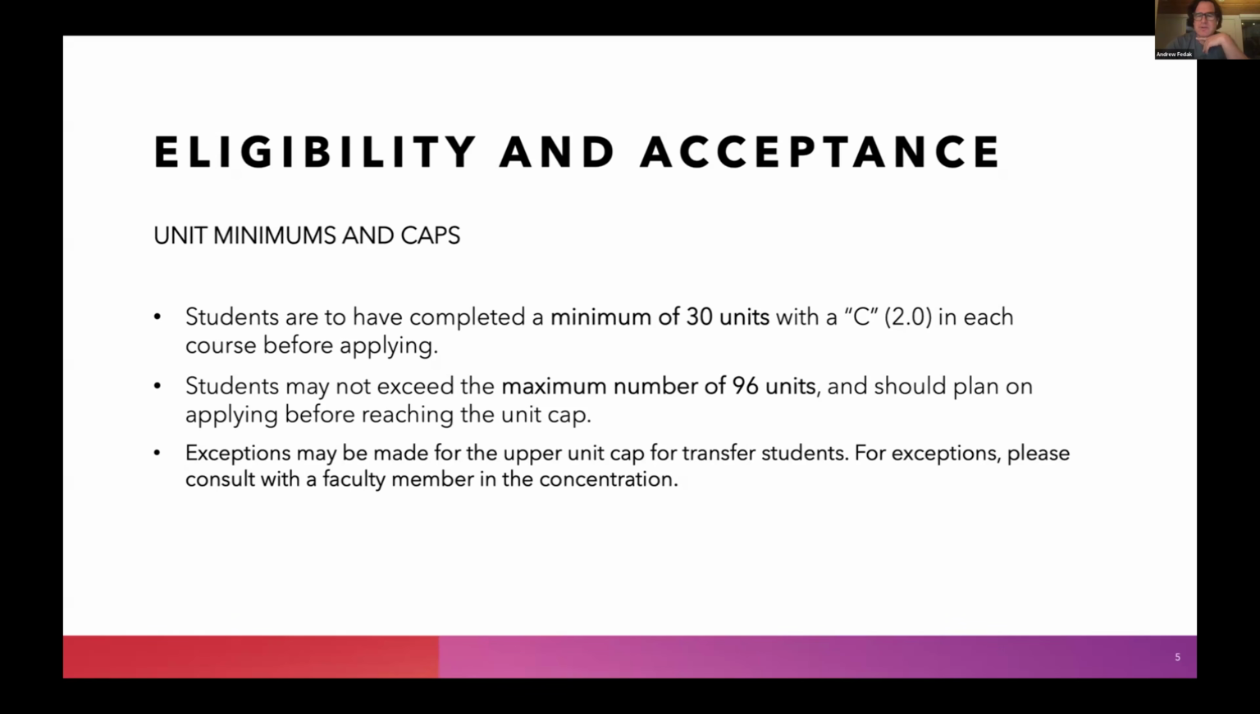Students may not exceed the maximum number of 96 units and should plan on applying before they reach the unit cap. So this is the one where we have some wiggle room, and we can make exceptions for students that are transferring in, or maybe have changed majors, or have a good rationale for going above the unit cap. So if you're in that territory and you're worried about it, I would just reach out to one of us and we can help you with that. Okay, so it's not something to freak out about. It's just something that you'd want to be proactive about and talk to one of the faculty members about that.